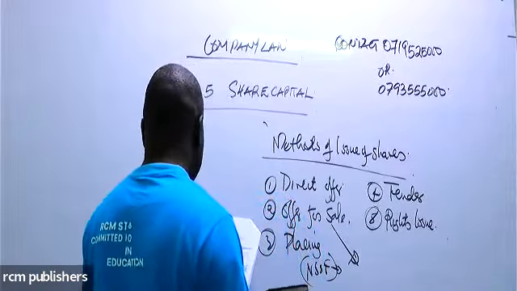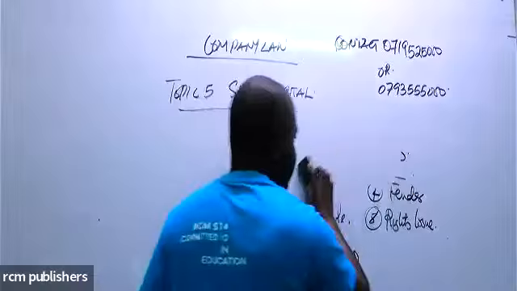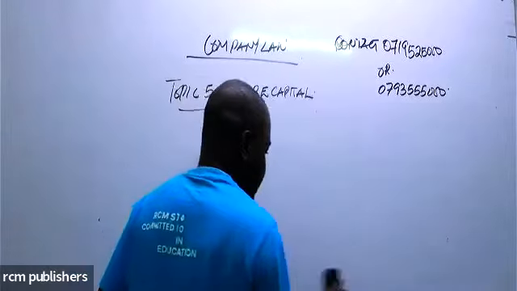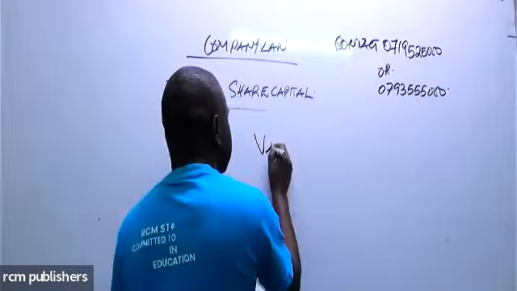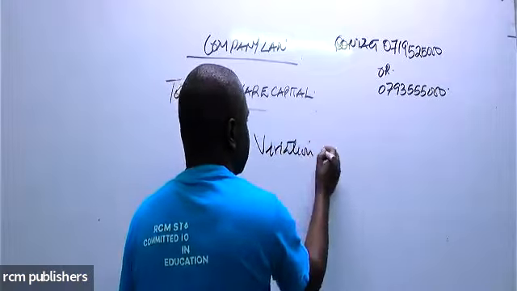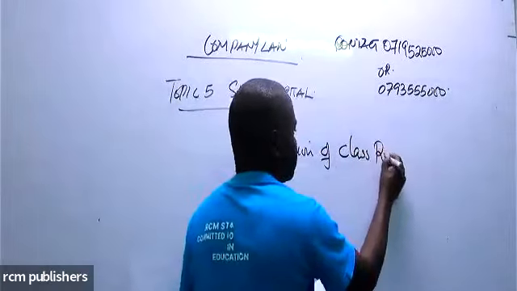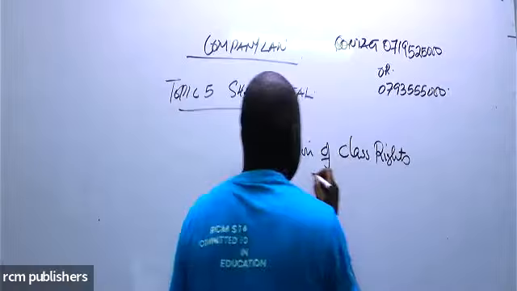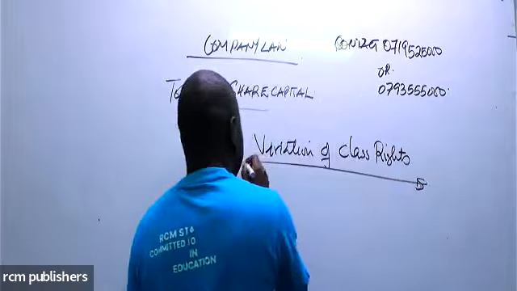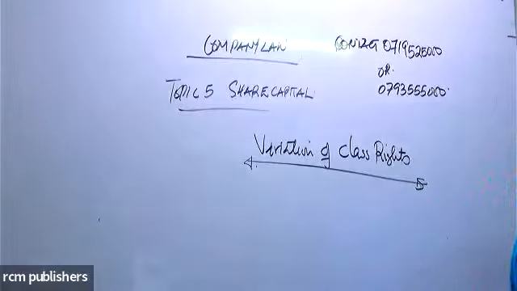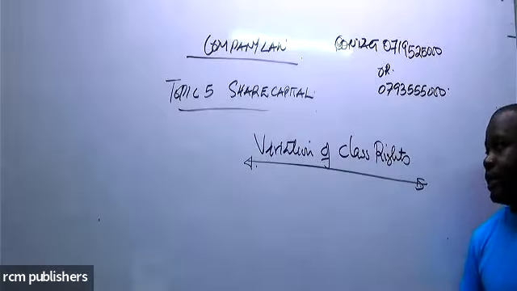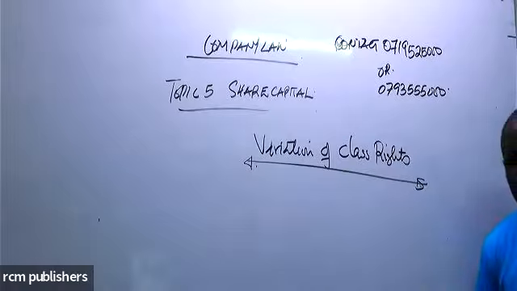So let us look at class shares and the variation of class rights. How does variation of class rights actually happen? When you talk about class rights, these are simply rights attached to a class of shares. For example, we talk about the rights of a member of a company, the rights of a shareholder of a company.